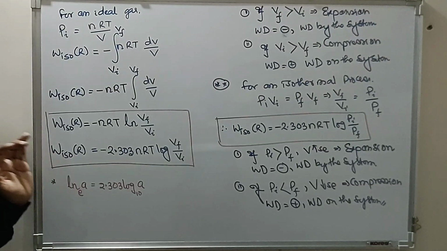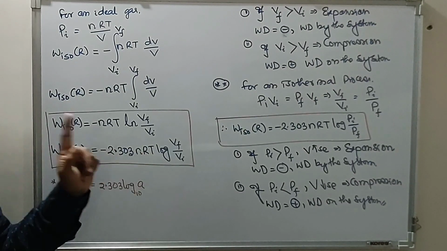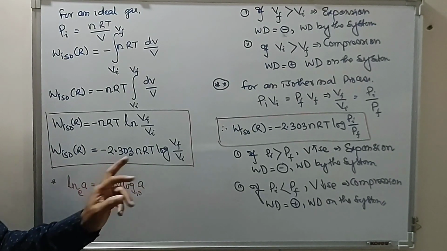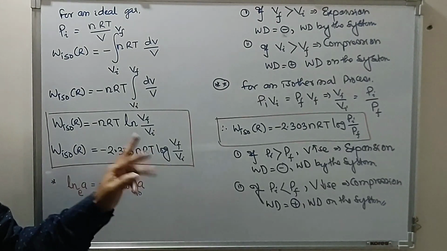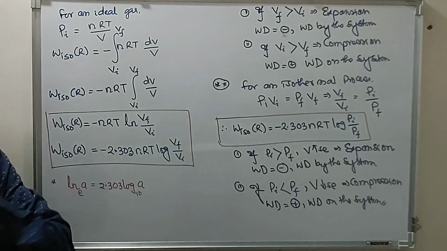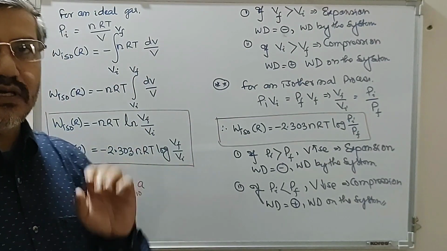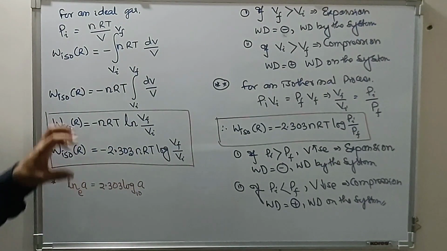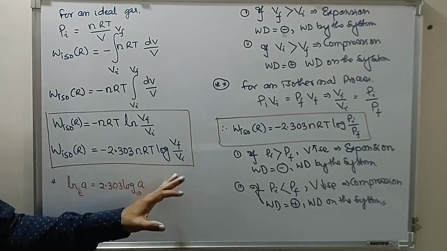Now this work done is measured in terms of joule. So R must be 8.314 joule per Kelvin per mole. n is the number of moles. T must be temperature in Kelvin. For the volume ratio, both volumes should be in the same unit. Again, pressure must be in the same unit. So this is how we define reversible isothermal work done.